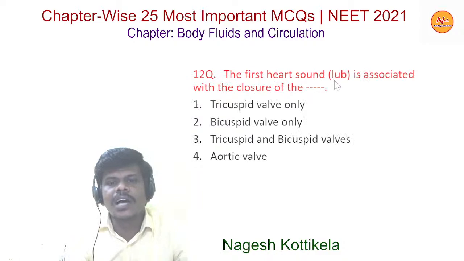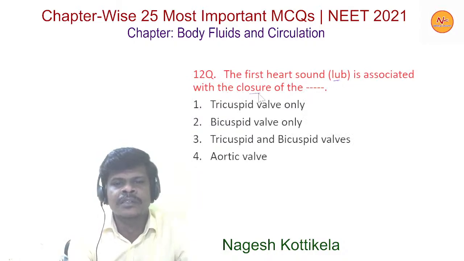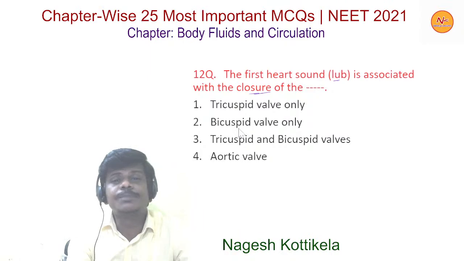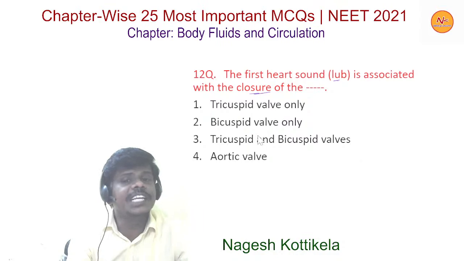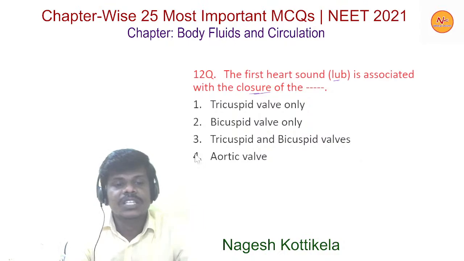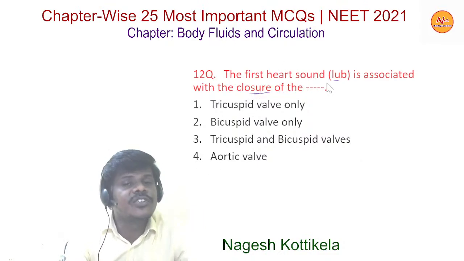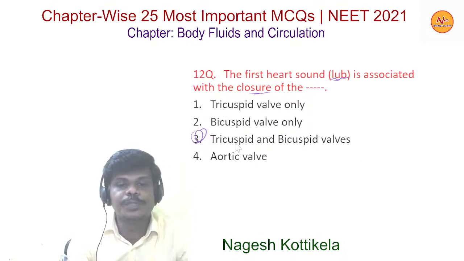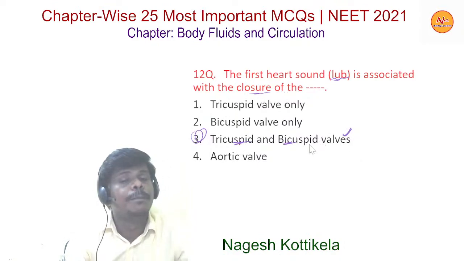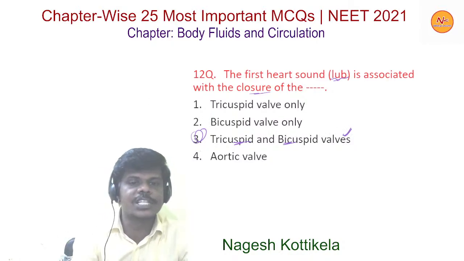The first heart sound, lub, is associated with the closure of option 1 tricuspid valve only, option 2 bicuspid valve only, option 3 tricuspid and bicuspid valves, and option 4 aortic valve. So here the first heart sound, the lub sound, is associated with the closure of the tricuspid and bicuspid valves, both these valves. So option 3 is the right option. Now, moving to the next question.